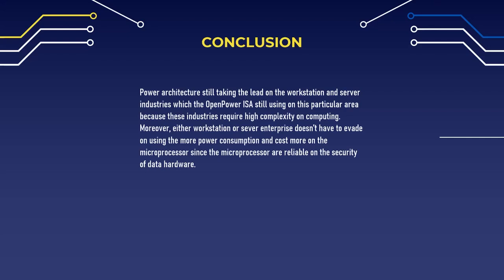Okay, here's the conclusion. Power architecture is still taking the lead in the workstation and server industry, where the OpenPOWER ISA is still being used because this industry requires high complexity in computing. Moreover, workstations and server enterprises don't have to avoid using more power and paying more for the microprocessor, since they rely on the microprocessor for the security of data and hardware.